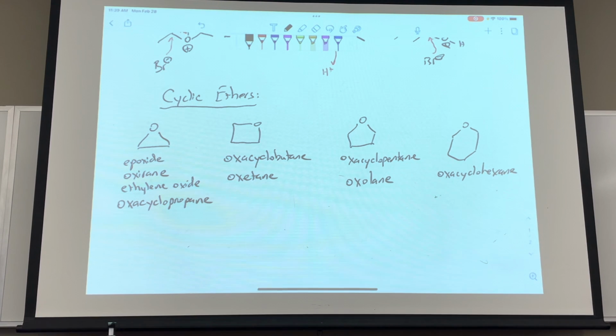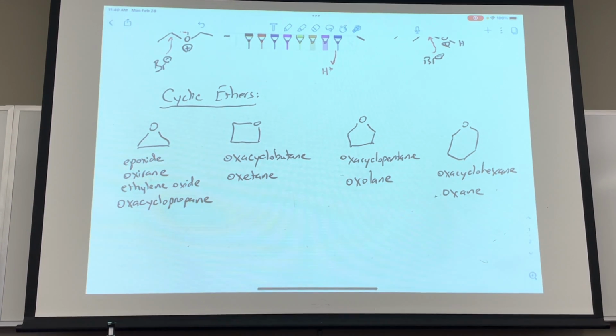So oxacyclohexane, or the older way, oxane. Now, if you want, you can learn these older historic names. You still see them in use from time to time, but I'm not going to hold you responsible for them. All I care about is that you know the IUPAC way. So if I give you one of these cyclic ethers to name, the only one I'll be holding you responsible for is the IUPAC method. Okay?